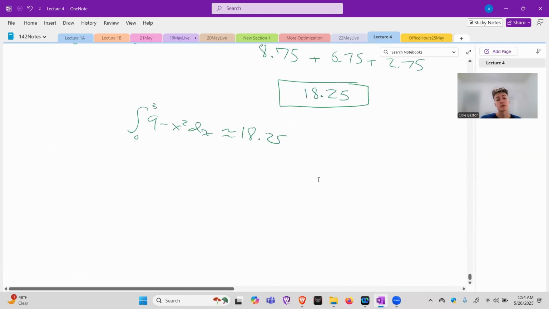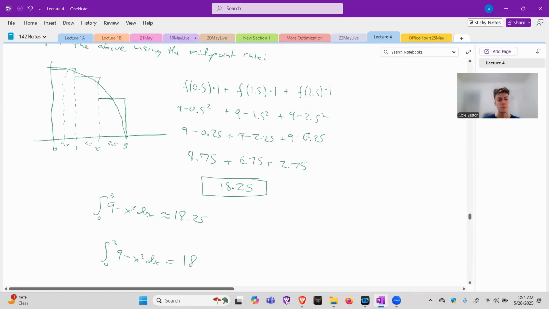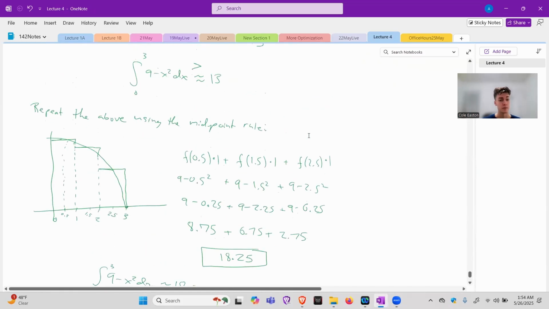Now, we know that we can actually calculate the real answer of this because we know the antiderivative of 9 and of x squared. We're going to avoid going through that right now, but I'll just tell you that the integral from 0 to 3 of 9 minus x squared dx is exactly 18. So we see that we did a pretty good job with our 18.25. Even just using these big width 1 triangles, we did a pretty good job with this midpoint rule.